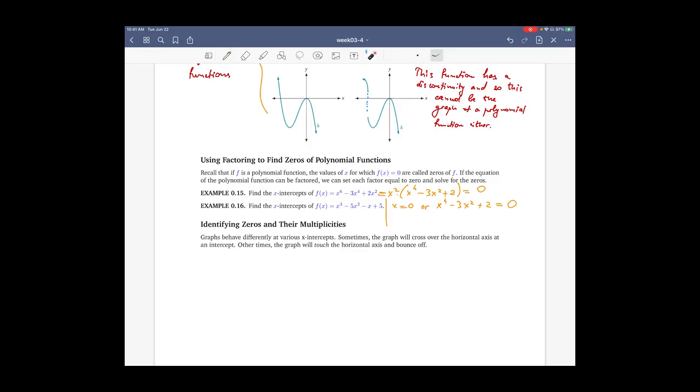This is what's known as a biquadratic equation. It easily becomes quadratic if we set x squared to be t. Of course, t then has to be non-negative. Once you do that, the equation becomes t squared minus 3t plus 2, and you can easily find the roots.